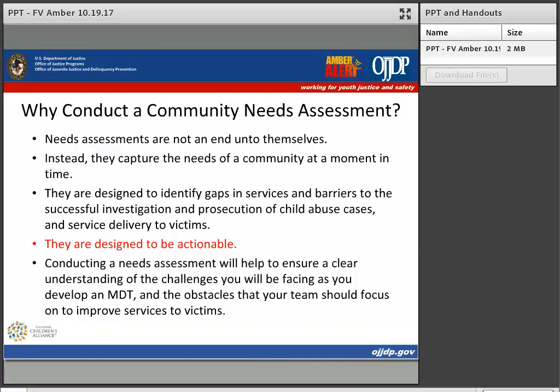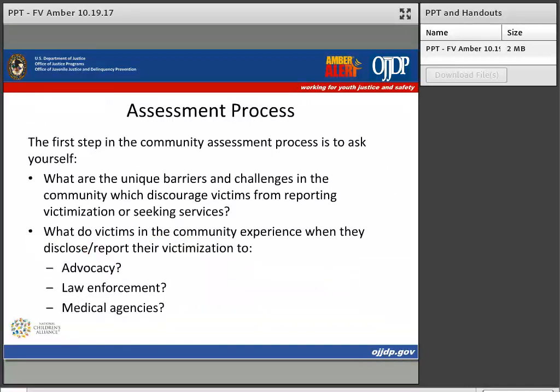The idea is to create this understanding of the challenges that you're facing as you develop your MDT and as you move into the community so that you can focus on those obstacles and have a better outcome.